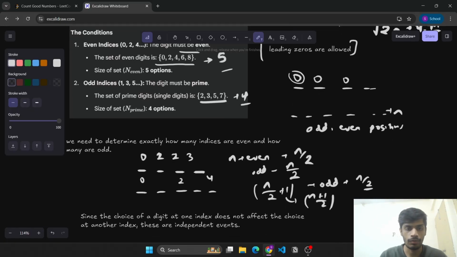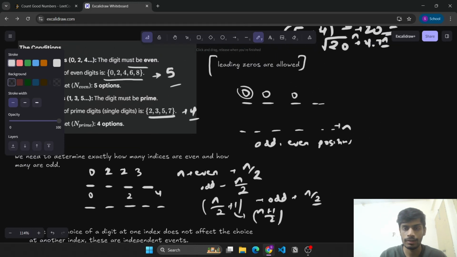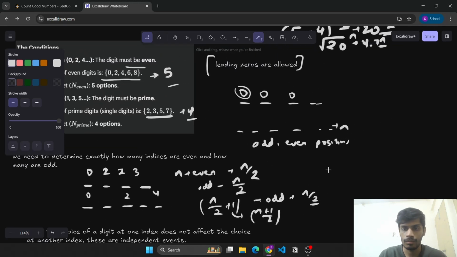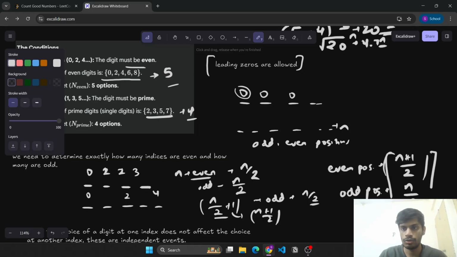So our final result is that the number of even positions is n plus 1 by 2. We are doing plus 1 by 2 so that we do not need to calculate it separately for even and odd. And the number of odd positions is n by 2 only, right? So this we have found out.